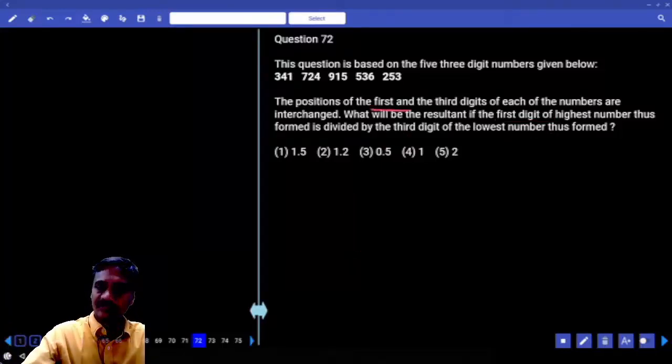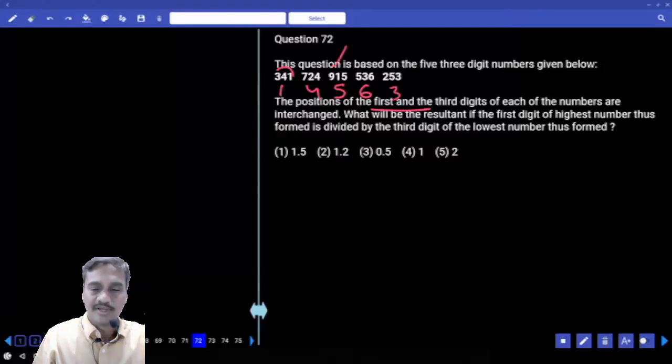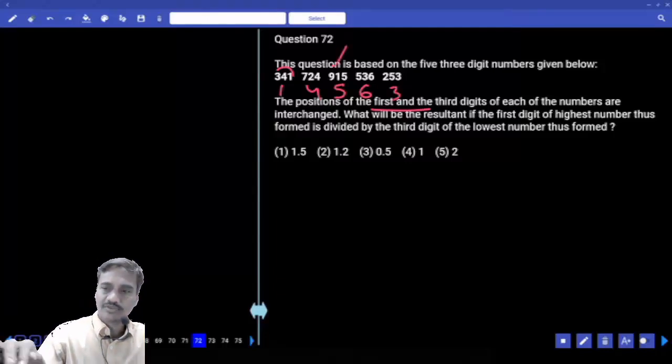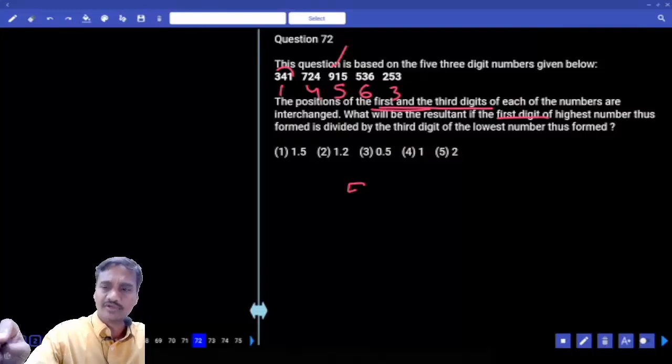Now positions of the first and the third are interchanged. First and third are getting interchanged, so what comes, tell me. This will be 1, and this is 4, this is 5, and this is 6, and this would be 3. Highest number, and 519. And what is the first and the third digits are interchanged? Resultant is the first digit of the highest number. What does the first digit of the highest number come to, tell me. Now 6 comes? Third 6.